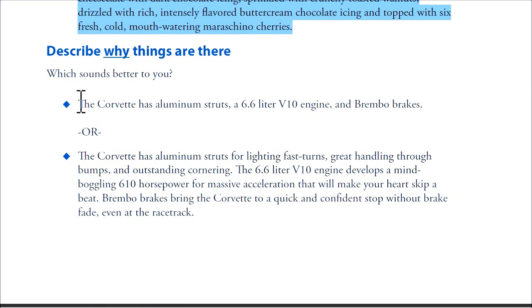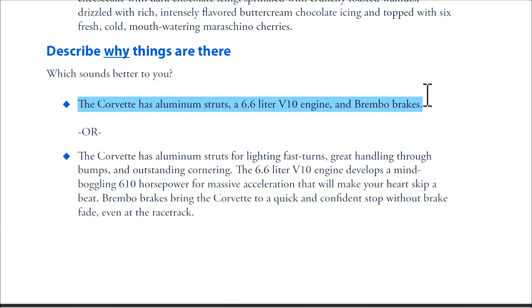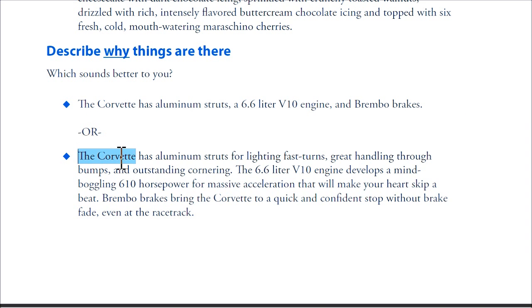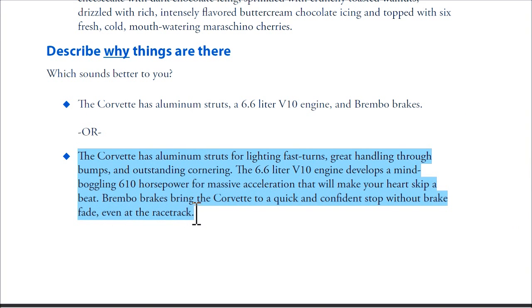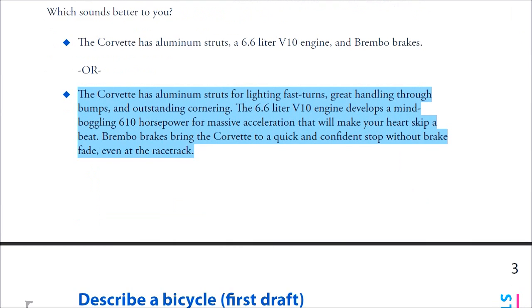And here's a typical example of how cars are advertised. They don't just tell you what's there, but they also tell you why things are there. And it's important when you're describing the bicycle to describe why things are there, the function. What is the function of all the different components?